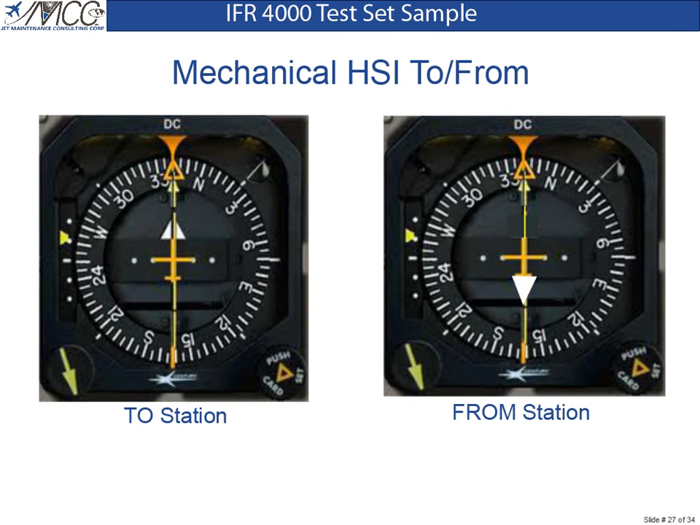Note: some older mechanical style HSIs will show To-From indication using a white triangle. When the triangle is pointed toward the course pointer arrow, the aircraft is headed to the station. When the triangle is pointed away from the course pointer arrow, the aircraft is headed from the station.